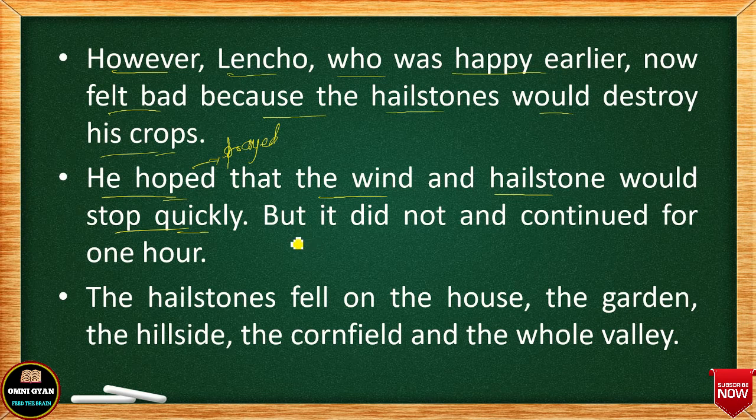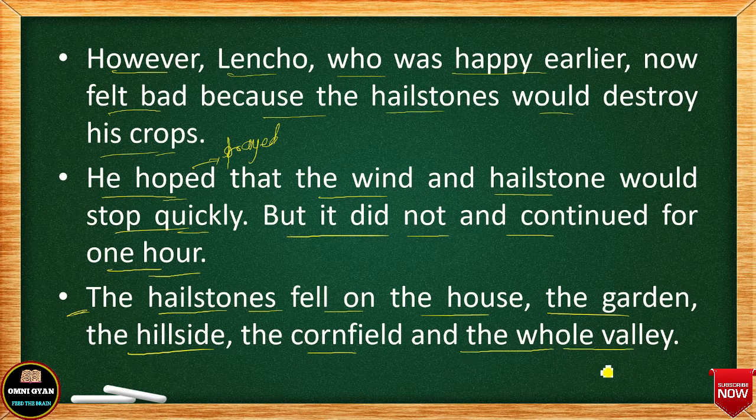But it did not happen. It did not happen, and it continued. The hailstone continued for 1 hour. तो 1 घंटे तक hailstone चलता रहा. Okay, then what happened? The hailstones fell on the house. Okay, so hailstones were falling everywhere. It fell on the house, the garden, the hillside, the cornfield, and the whole valley. तो पूरा वैली, गार्डन, हाउस, हिल साइड, कॉर्नफील्ड, हर जगह hailstones गिरने लगा.